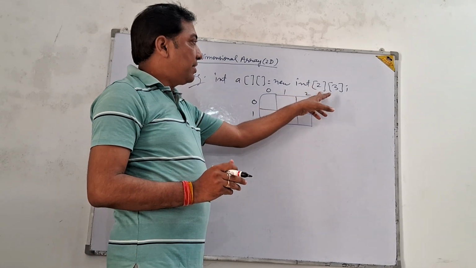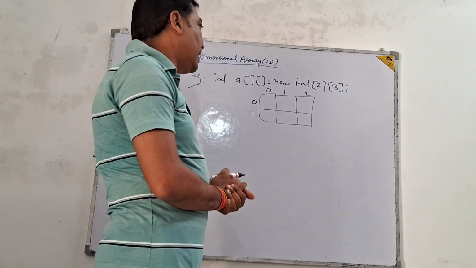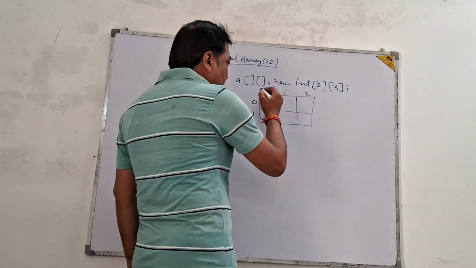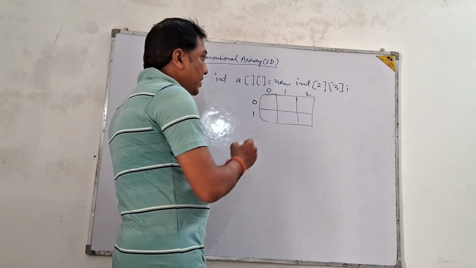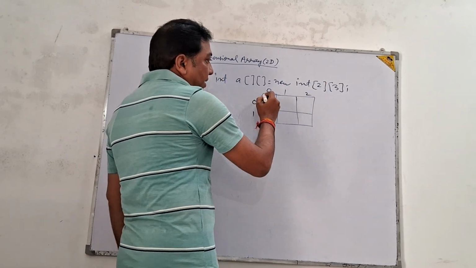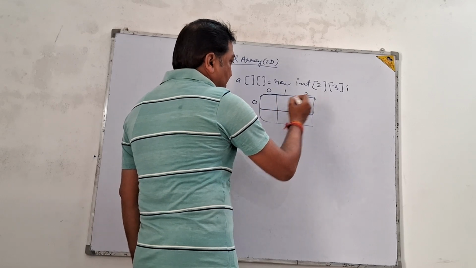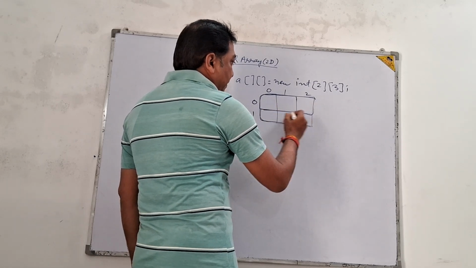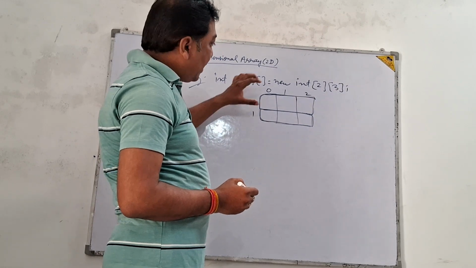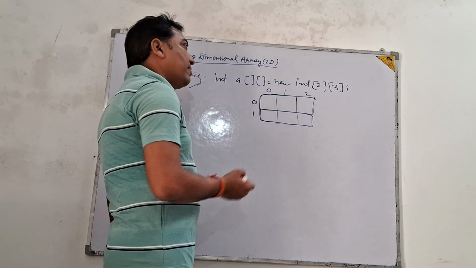If the size is 2 by 3, that means 2 rows and 3 columns, we can store 6 elements in the array. Actually, a 2D array is like a collection of many 1D arrays. If a 2D array is 2 by 3, we can say this is a collection of 2 single dimensional arrays of size 3. So, 2 single dimensional arrays where each array size is 3. Like this way we can represent it.